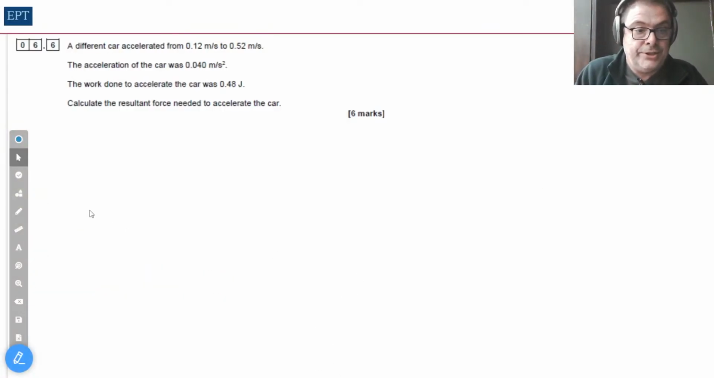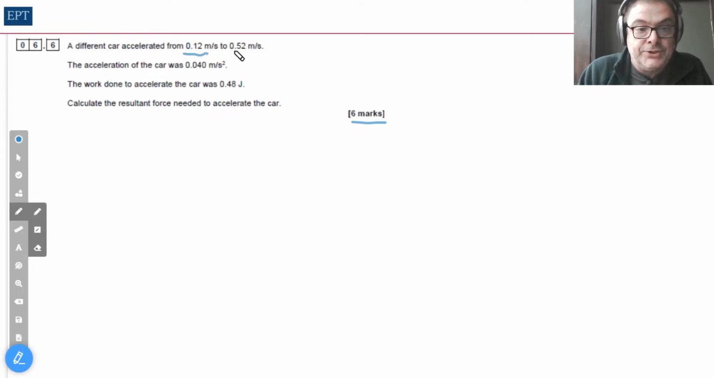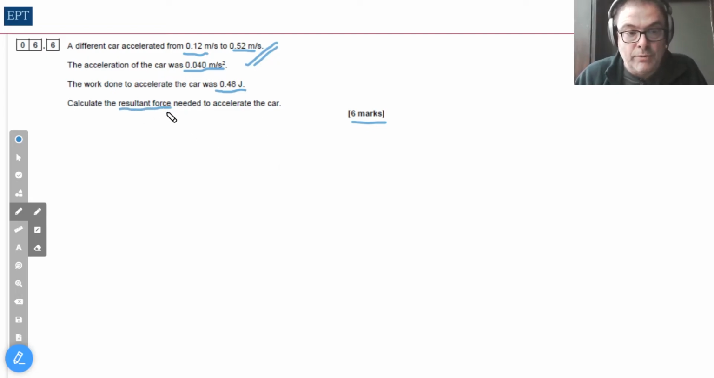Question 6 continues with another monster 6 marker. We're told that a car accelerates from this to that, and that the value of the acceleration is this. Now, within that, you might think to yourself, well, there's several equations that I might be able to fit that into. Now, let's just move on, find out what the goal of the question is. The work done to accelerate the car is just under half a joule, and it says calculate the resultant force. So that's what we're after.